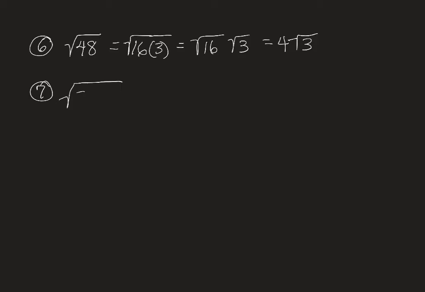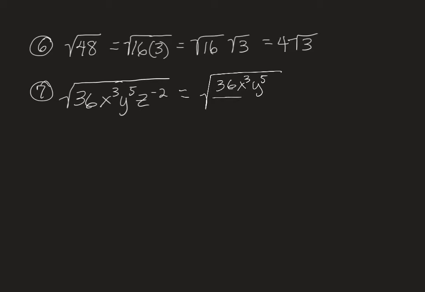The square root of 36x cubed y to the 5th z to the negative 2. Okay. So let's get rid of that negative first. I'm going to rewrite this as the square root of 36x cubed y to the 5th over z to the positive 2. That negative exponent has driven the base of z to the denominator, and the exponent has become positive.